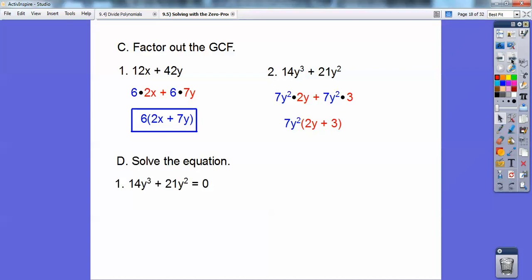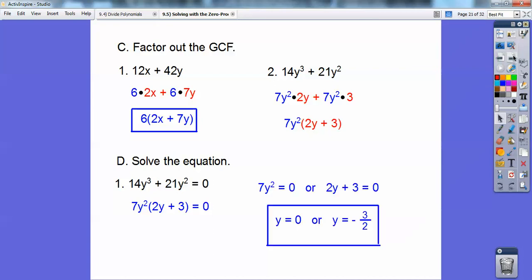Let's solve these equations. That first one up there, we're going to solve. We factor it, and then by the zero product property, once you factor it, you have something times something equals 0. So set this one equal to 0 and set this factor equal to 0. So 7y squared equals 0, or 2y plus 3 equals 0. For 7y squared, 7 times 0 squared is 0, so y equals 0. Here I subtract 3 and divide by 2, and you get negative 3/2.